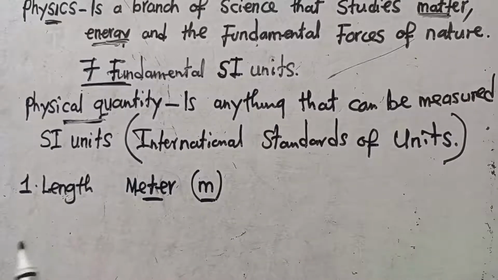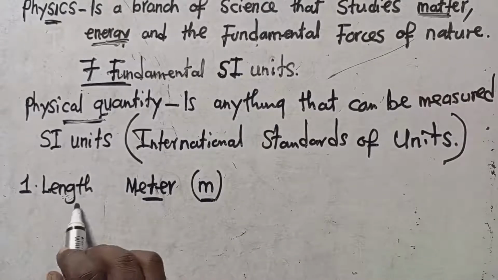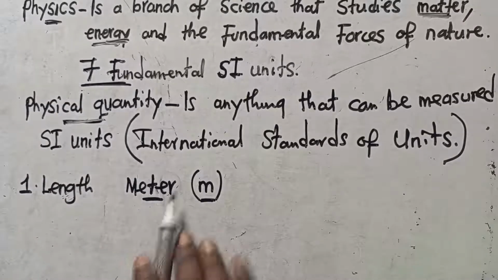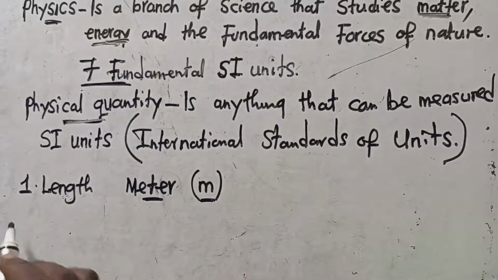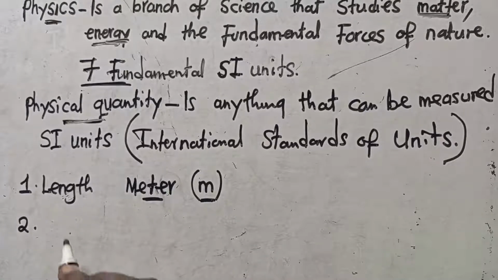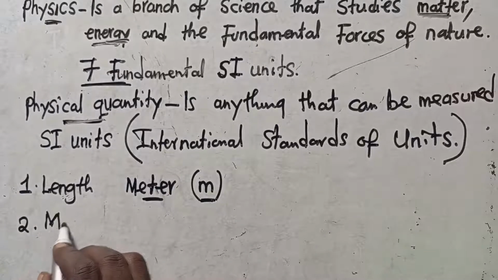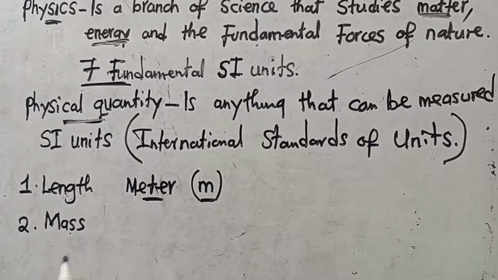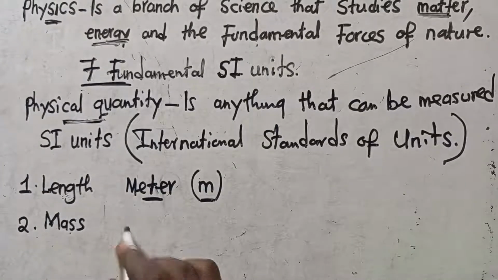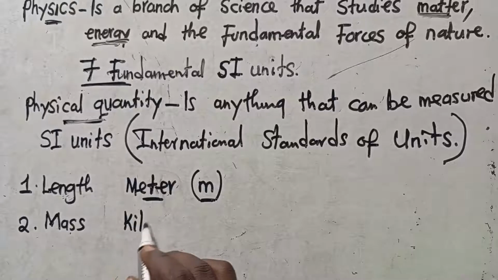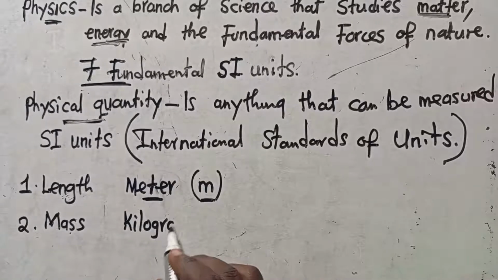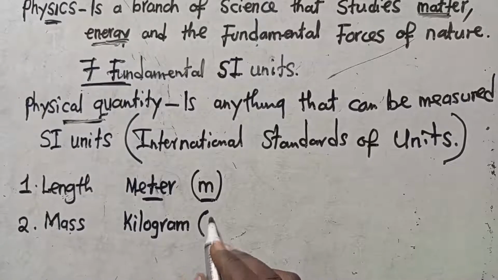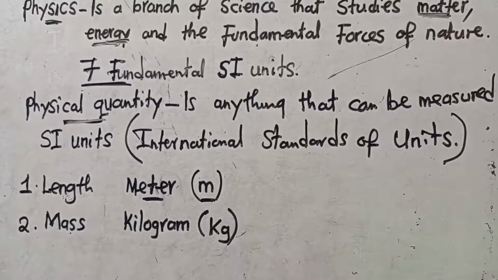So meaning if I give you a question, you are told to measure length, distance, you need to put it in meters. We go to the second one. The second one that we have is called mass. When we go to mass, you know that the SI unit for mass is what? Kilograms. So each time I give you a question in physics, you need to make sure that you express the units in what? Kilograms, kgs.